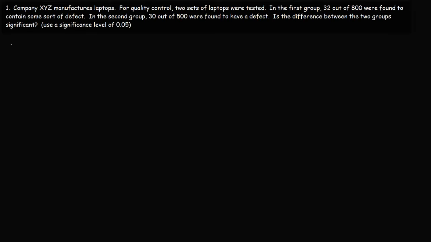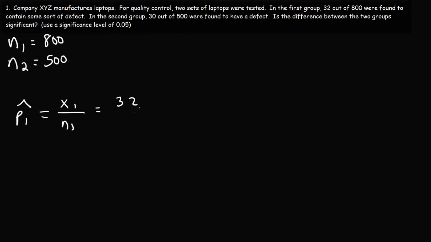So let's write down what we know. The sample size for the first group is 800, and the sample size for the second group is 500. Now, we need to calculate the sample proportion for each group. So for the first group, the sample proportion, also known as p hat, is x1 over n1. So we have 32 successes, in this case defects, over a sample size of 800. So 32 divided by 800 gives us a proportion of 0.04.